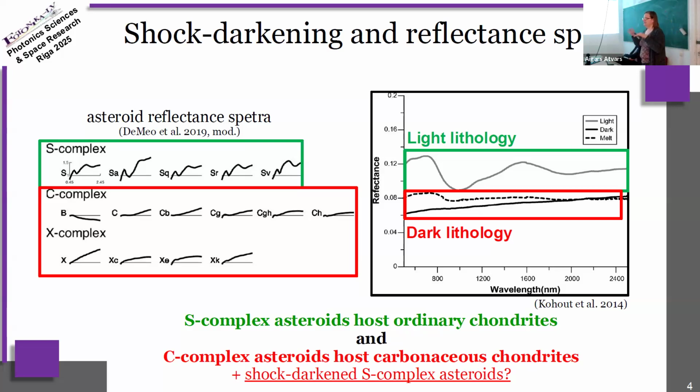Today, I just focus on the darkening with this iron sulfide. But there is also darkening by space weathering, and darkening by shock melting, as I've shown there as well. You see here the dotted lines. It's like shock melted, but you still see a little bit of these absorption bands compared to the complete dark lithology.